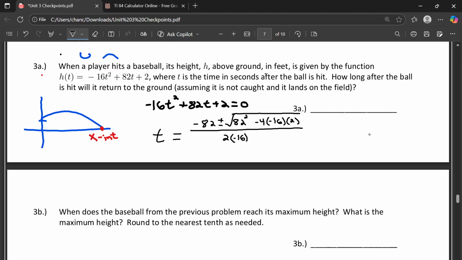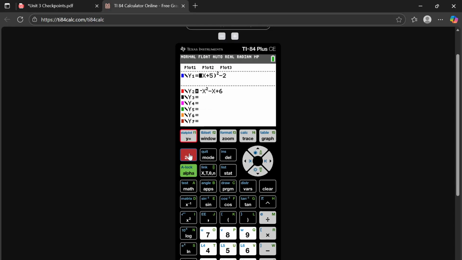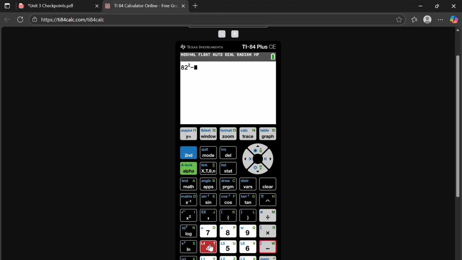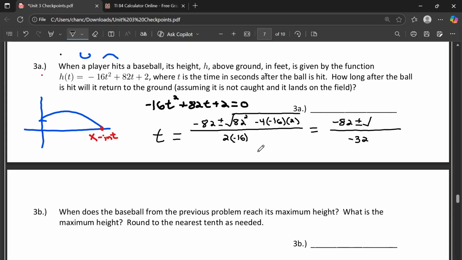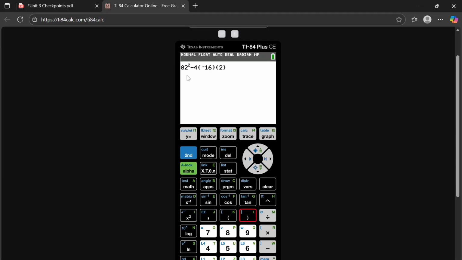So I'm going to simplify the denominator real quick. That's not too bad. Negative 82 plus or minus. I'll leave the square root alone for a moment. That would be negative 32 on bottom. I'd like to simplify the inside of the square root as well. I'll make the calculator do it. So 82 squared minus 4 times negative 16 times 2. Let's do that. Did I do that right? Yes, for sure. Got it.